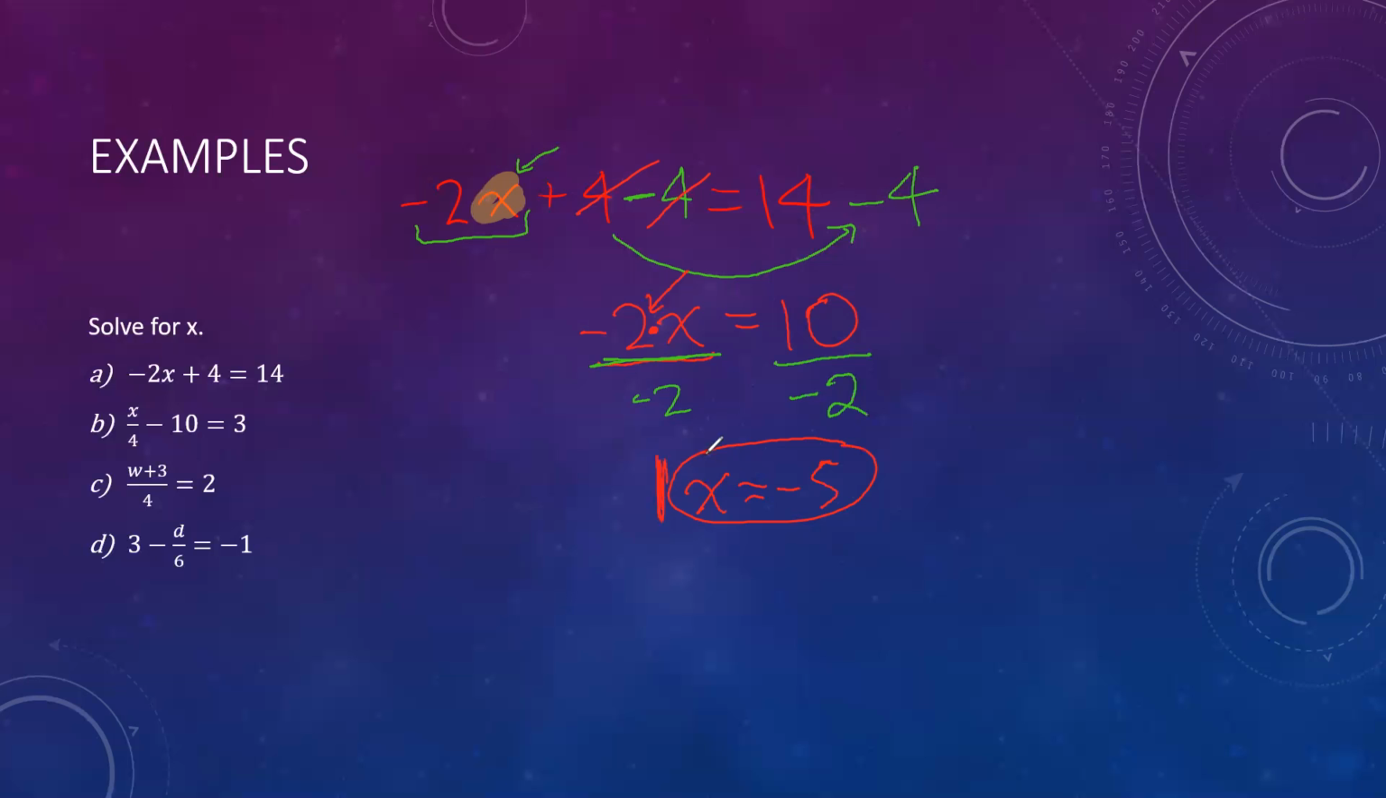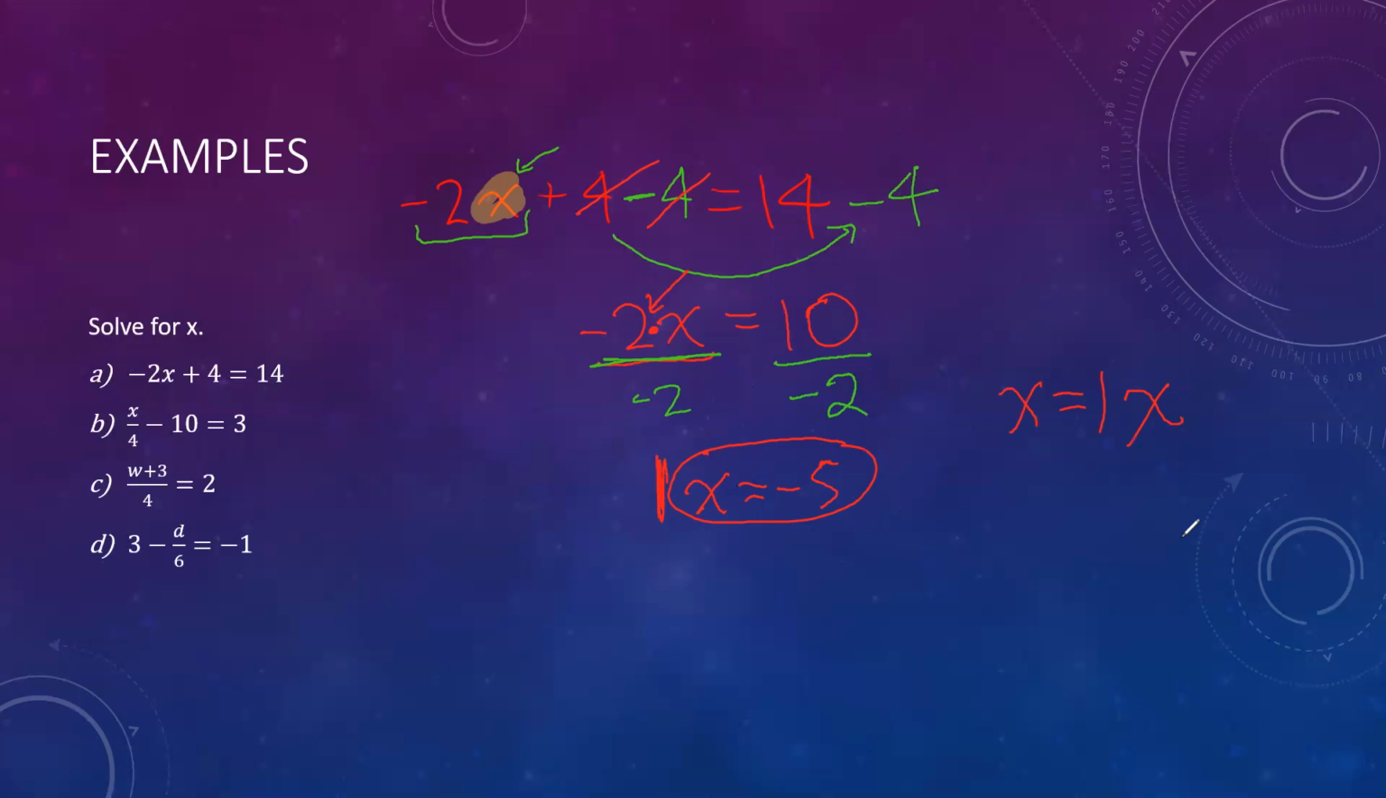My goal was to get x by itself. Now I could write the 1 in front of the x, but there's no point in doing that. If I just write x, it's implied that I mean 1x. That's really what I'm saying there. So that is how I solved my equation.